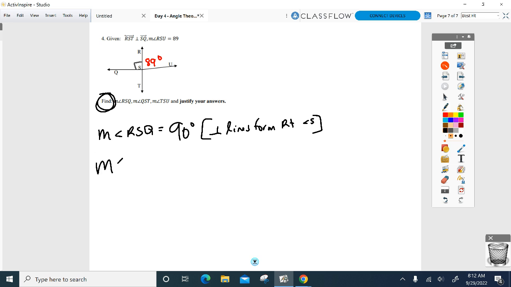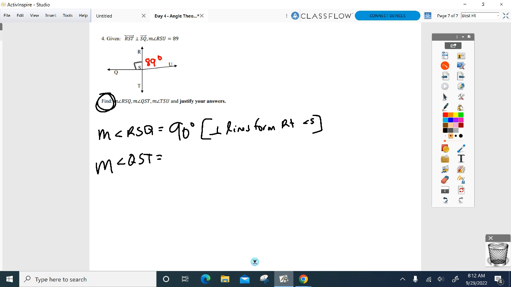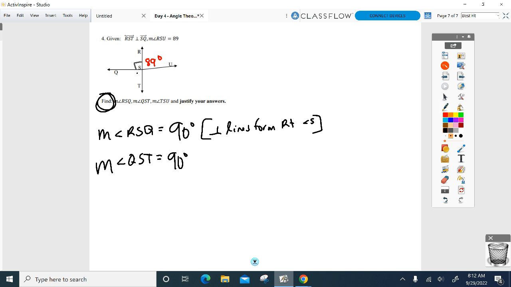All right, what about the measure of QST? 90 again. Also 90, yeah. Why? Just tell me why in your own words. This is all you here. Fine, that's fine. Right angles equal 90. Or hey, you want to be a stud here? You already got that angle's 90. Supplementary angles add to 180. Oh, great. I'm fine with that.